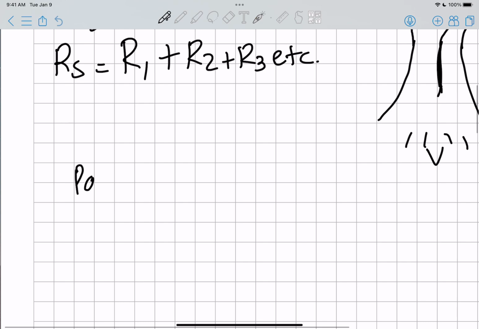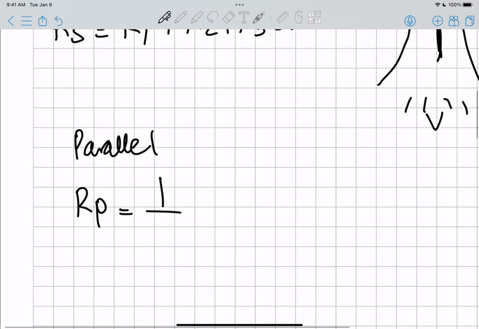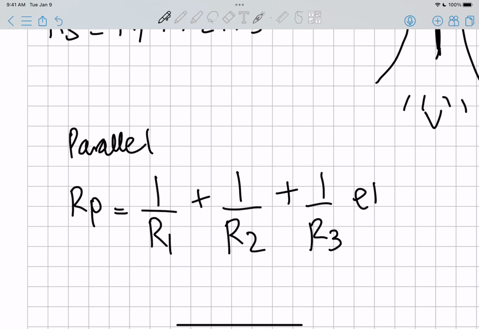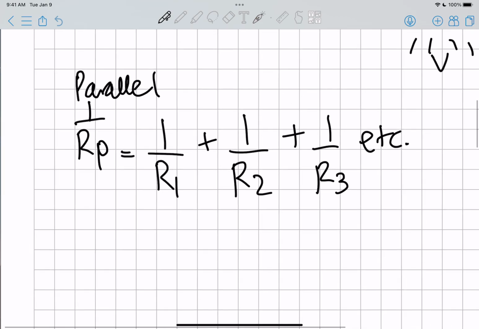For parallel, what you have to do is you add up the reciprocals of the resistors, right? So if you had R1, you'd add 1 over R1. If you had R2, you'd add up 1 over R2 as well, 1 over R3, etc., right? And then you get 1 over the equivalent resistance in parallel.